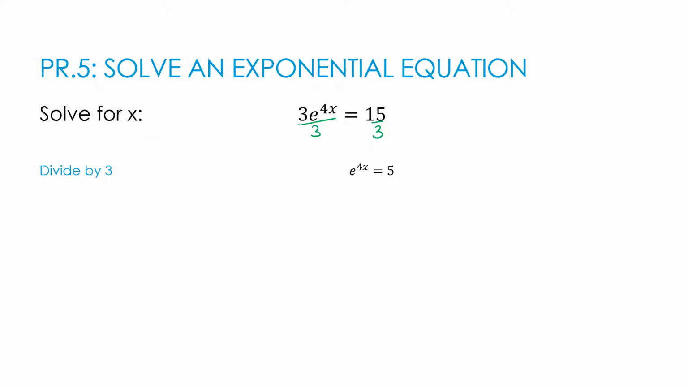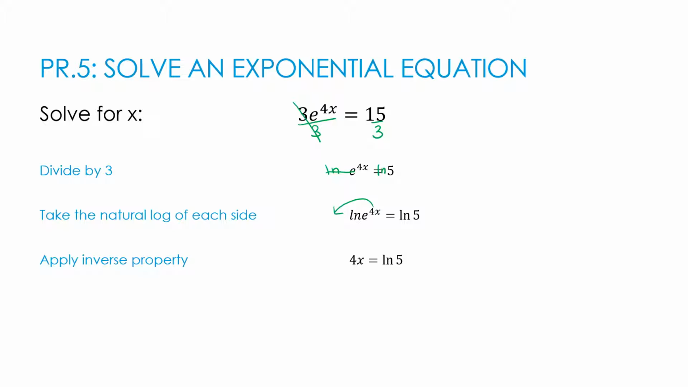So dividing by 3 gives me e to the 4x equals 5. Now I have the natural exponential function on the left by itself, and in order to get that 4x to move out front, I'm going to have to take the natural log of each side, because the natural log of e is going to give me just 1, and 4x is going to move out to the front of my equation.